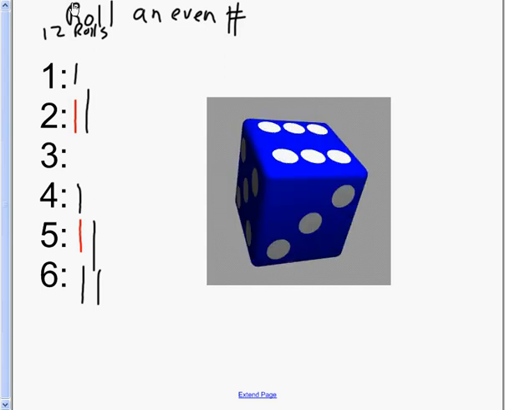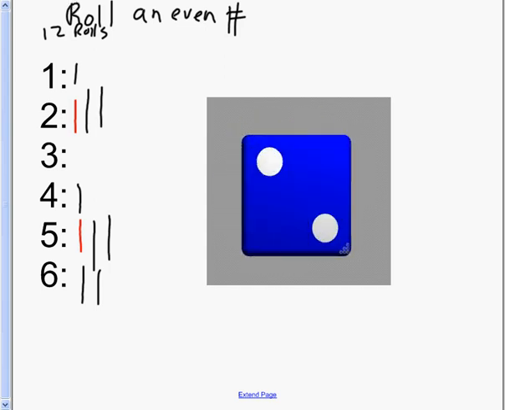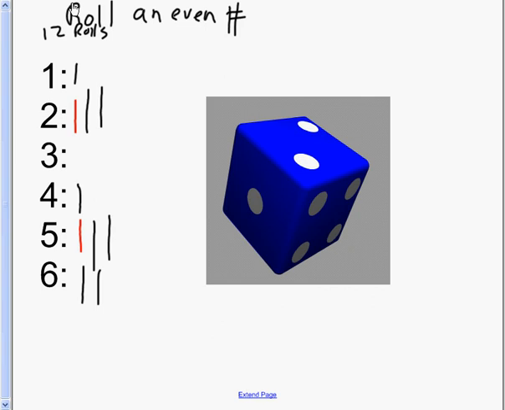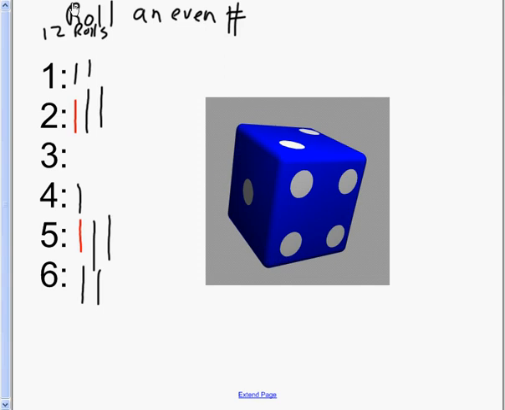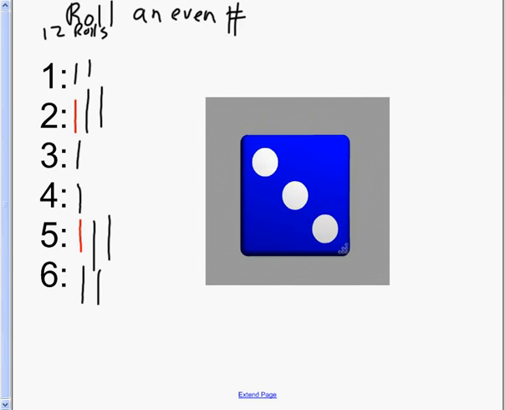5, 2, a 1, and one last roll, we're going to get a 3. So, out of our 12 rolls, 2 landed 1, 3 landed 2, 1 landed 3, 1 landed 4, 3 landed 5, and 2 landed 6. Adding those all up, we got 12.